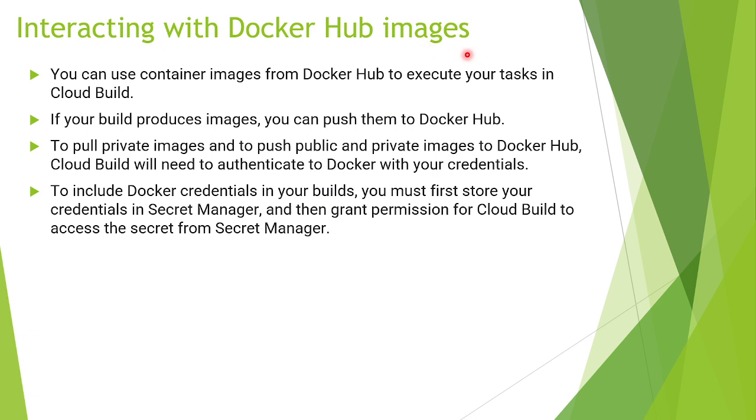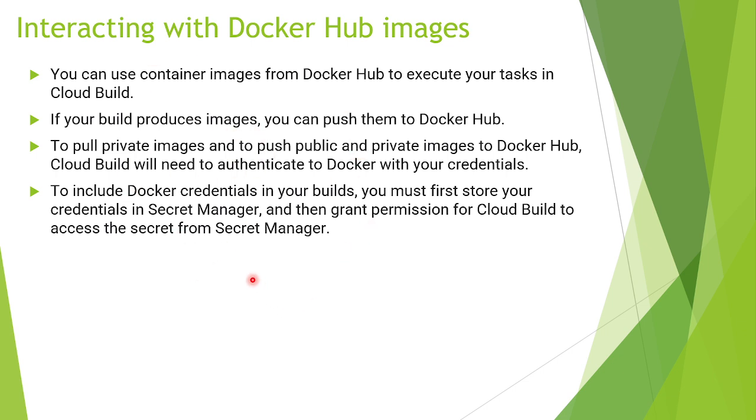After that, we can also interact with Docker images. It is possible that your image is already present in some repository other than Google Cloud Container Registry, so we can pull and push images from them, like Docker Hub or any other repo. If you want to pull private images or push an image to your Docker Hub, we first need to authenticate to Docker with our credentials. To include Docker credentials in our build, we must first store all the credentials in Secret Manager, and then provide permission to Cloud Build to access that secret from Secret Manager. We will see how to do this.